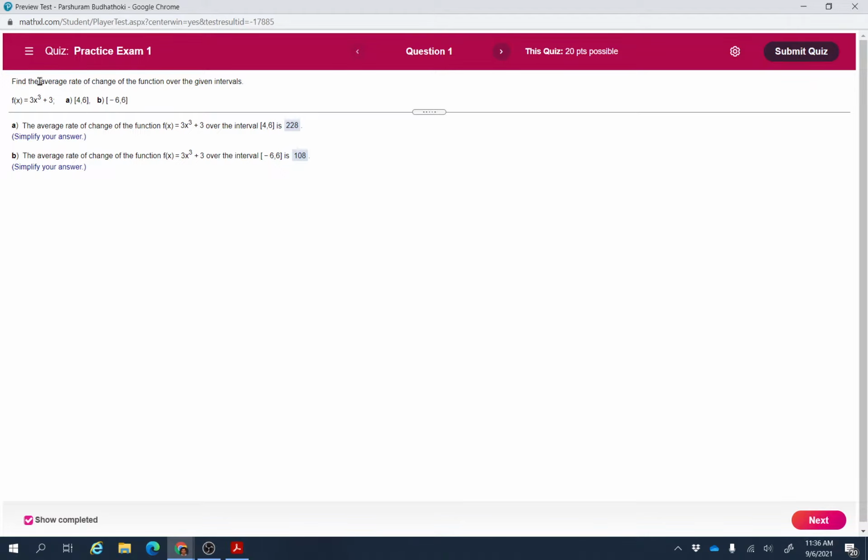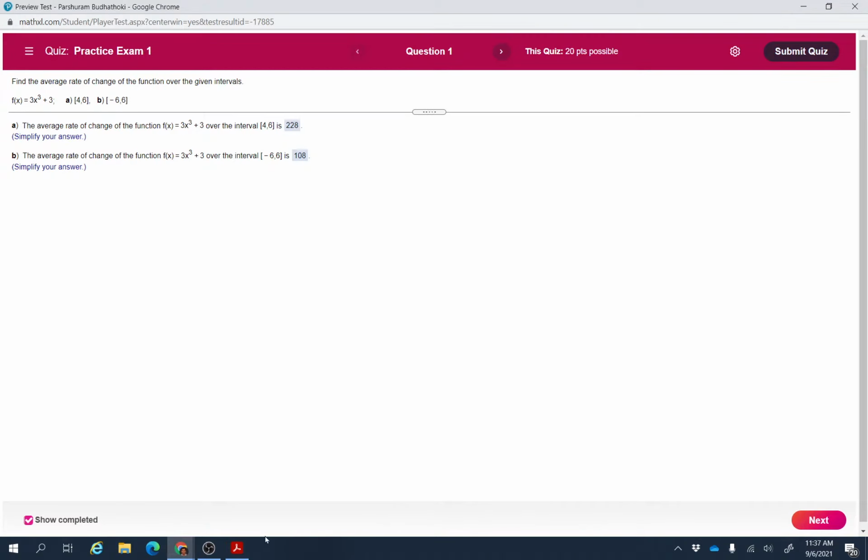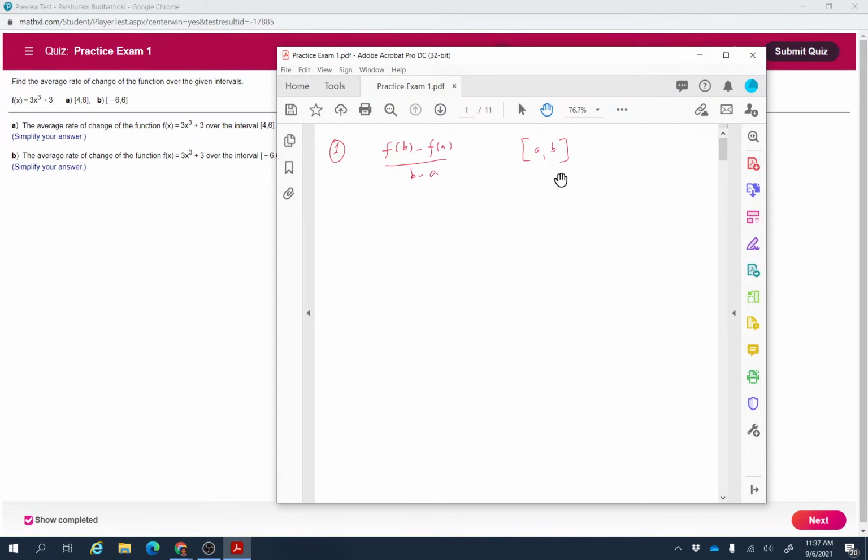Okay. So to find out the average rate of change, this is the formula we need to use: f of b minus f of a over b minus a, if we are finding the average rate of change on the interval ab. So in our case, for this particular problem, interval is given 4 to 6. So a is 4, b is 6, the function is 3x cubed plus 3.